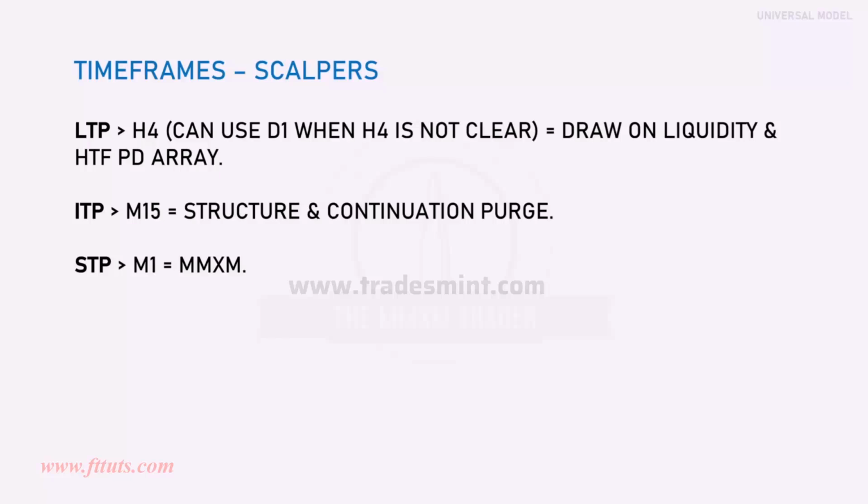So wrapping up that universal model, now we're going to talk about those scalpers, right? So it's all fractal, time is fractal. The swing traders use those monthly and weekly charts. The scalpers use that 4-hour chart as their higher time frame. So our long-term perspective is going to be the 4-hour time frame, but we can also use the daily time frame when the 4-hour is not clear enough. And we'll use this again as our drawn liquidity and our higher time frame PD array. Then we're going to intermediate term perspective once again, and this time we'll use a 15-minute structure and continuation purge. And then our short-term perspective or entry model is going to be on that 1-minute market maker model and entry.